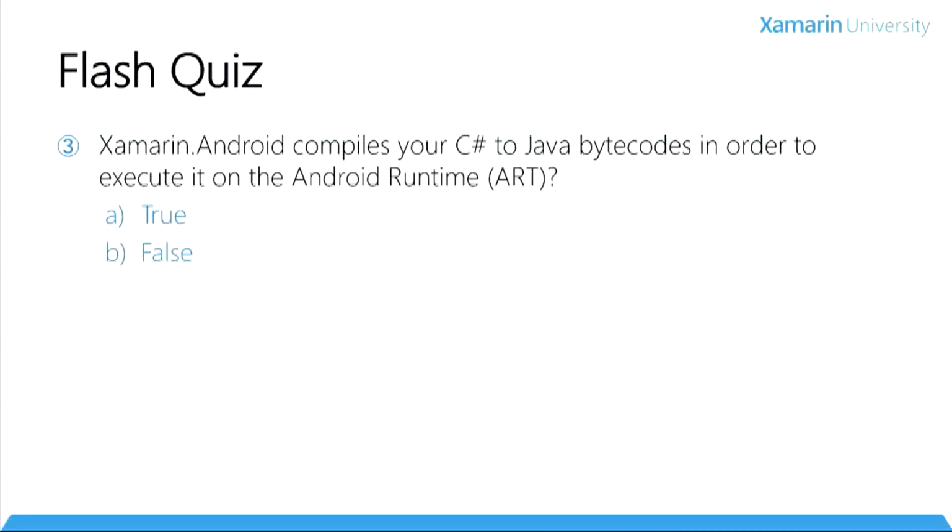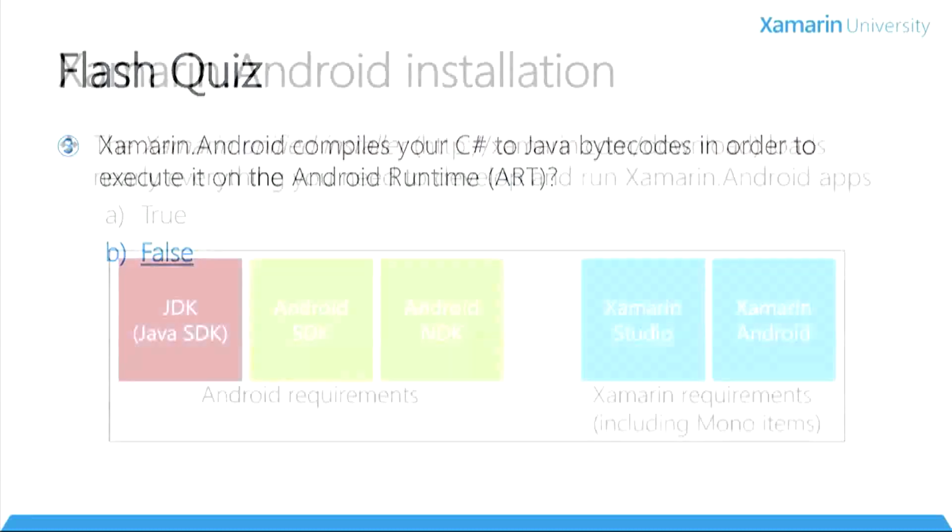And last question, does Xamarin.Android compile your C# code to Java and Java bytecodes in order to run it on the Android execution engine? True or false? And the answer is false. The C# code gets compiled to IL. At runtime, the IL is executed on the mono runtime.